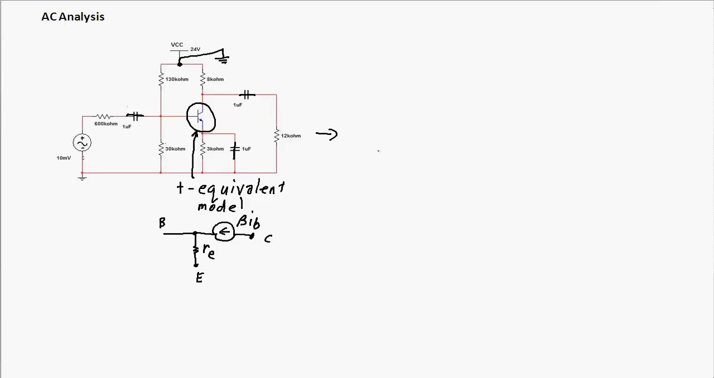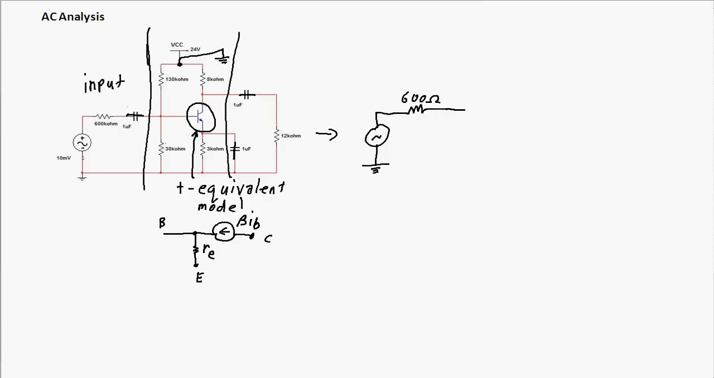So I'm going to redraw the circuit over here. Here's my AC source, my 600 ohm output impedance of my AC source connected into the transistor circuit now. So I sort of break this transistor circuit up into three parts. I've got the input part, which I've just drawn over here. I've got the amplifier part, which is the part in the middle. And then I've got my output part here.